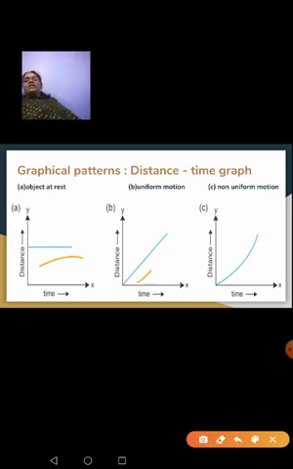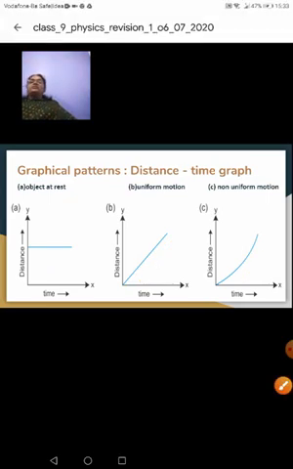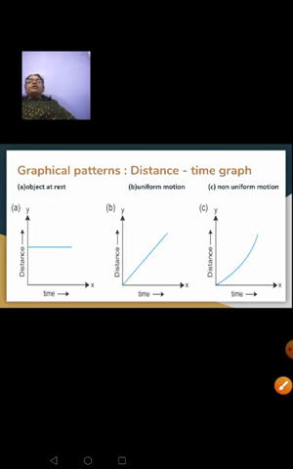When you find a straight line, you say the object is covering equal distance in equal interval of time. Therefore, it is a graphical representation of an object showing uniform motion in a distance time graph. If it's a curved line, it says the object is showing non-uniform motion. So this is the distance time graph pattern for an object at rest, uniform motion and non-uniform motion. If the object is at rest, you'll find a line parallel to the x-axis. If uniform motion, a straight line. If non-uniform motion, a curved line.